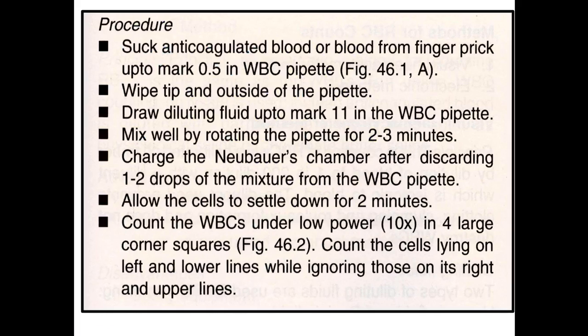Once this is done, you need to count the WBCs under low power magnification in the 4 large corner squares. When you start counting the cells in the small squares, you need to count the cells lying on the left and the lower lines while ignoring those on the right and the upper lines, so that when you're counting the next square, you can consider them again on the left and the lower lines, so there will not be any errors. You need to count all the WBCs present in those 4 large corner squares.